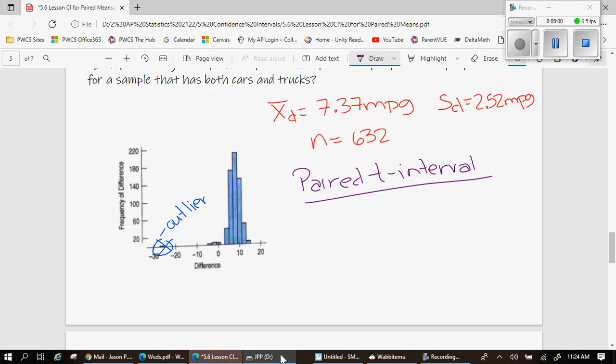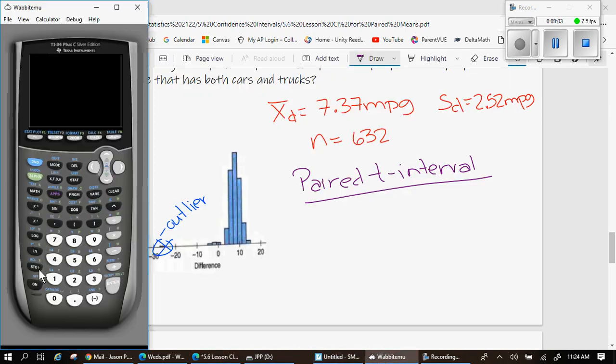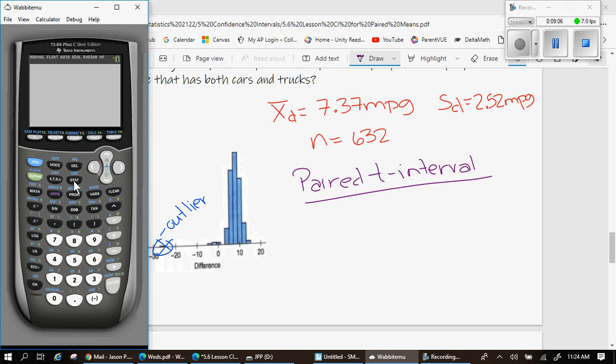On our calculator, sorry about that, it is going to be the same option that we did for one sample mean. So stat tests, it's going to be a t-interval. We are going to say it's a paired t-interval, though, because we are not just using one sample data. We are using the difference in the two samples. And we'll put our data in, and we can find our interval.